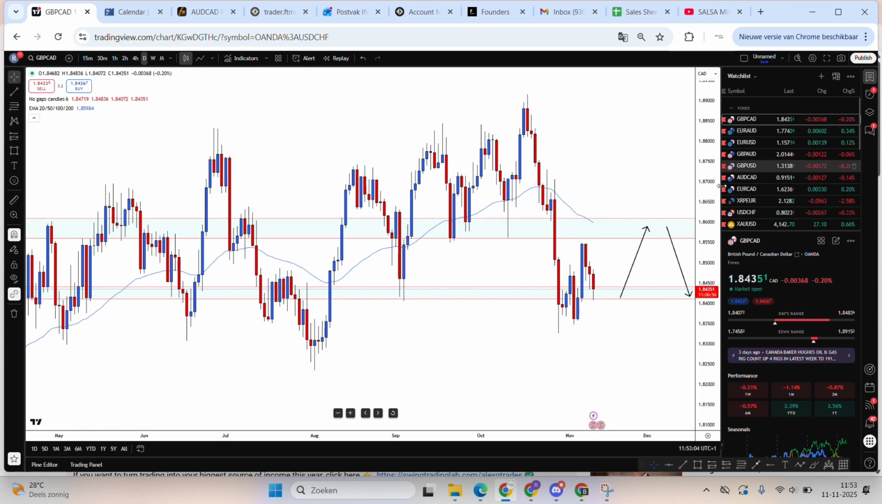I switched the pairs a little bit because some are lining up faster than others. So the ones that I had a little bit more down here, I put up here. So the first trade that I'm looking at is GBP CAD. I'm gonna go quickly through the trades, so the videos won't take that long.